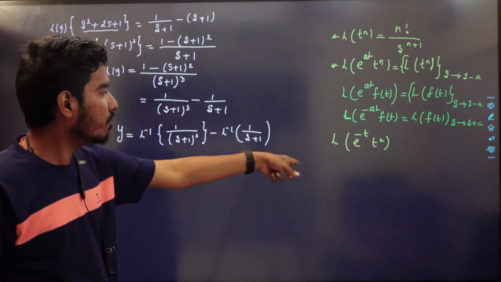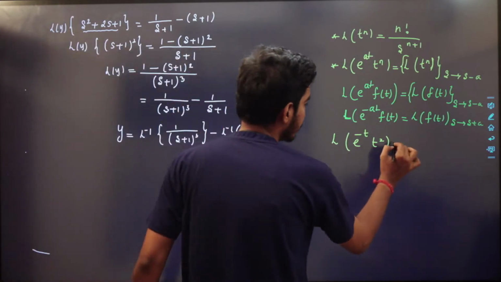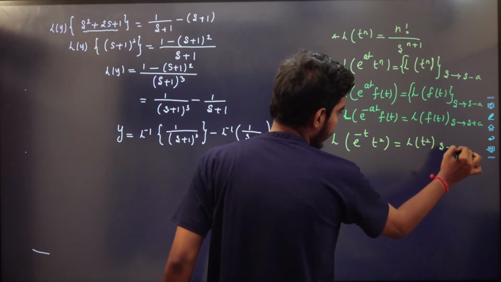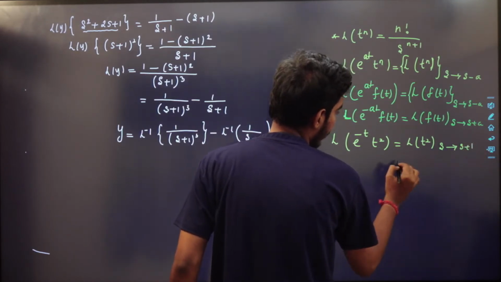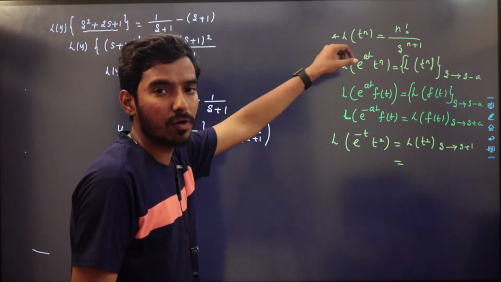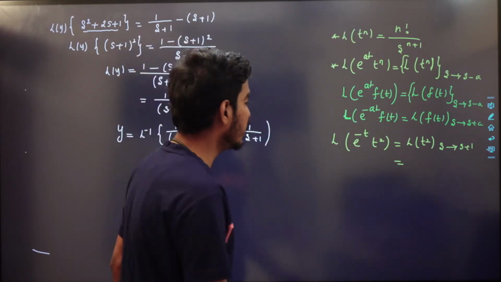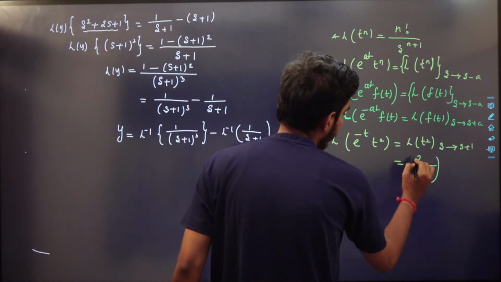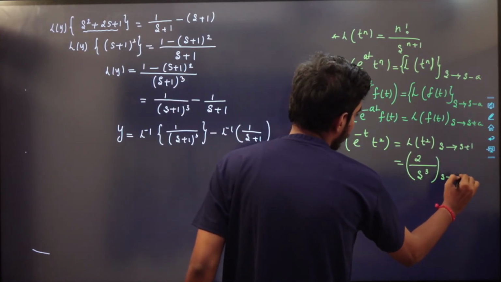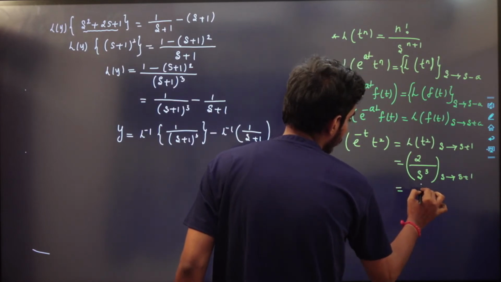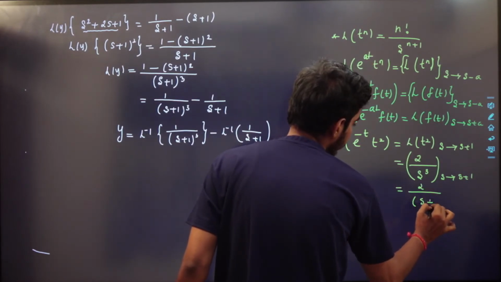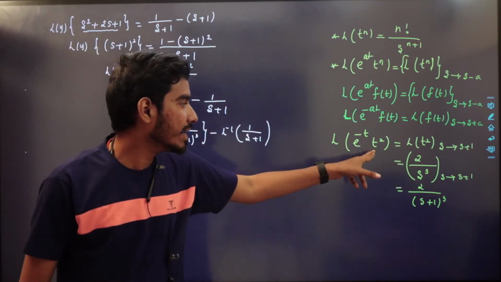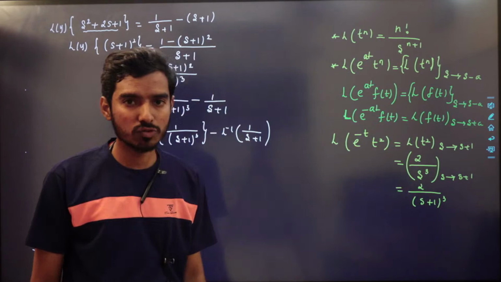Now, what is L of e power minus t square? This is nothing but L of t square, replace s by s plus 1. Now, what is L of t square? L of t power n is n factorial divided by s power n plus 1. So, 2 factorial divided by s cube. Replace s by s plus 1. So we have 2 divided by s plus 1 whole cube. So L of e power minus t square is 2 by s plus 1 whole cube.